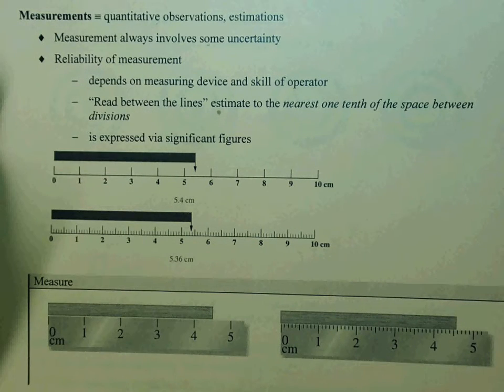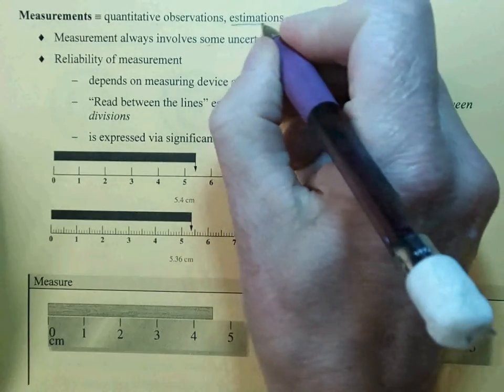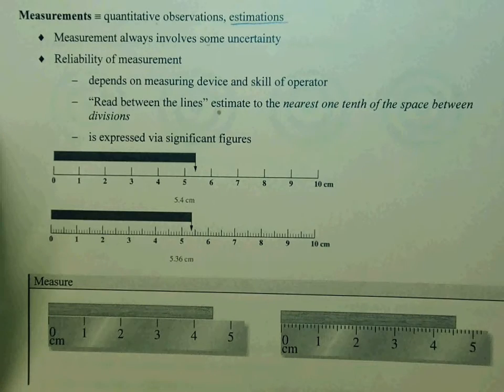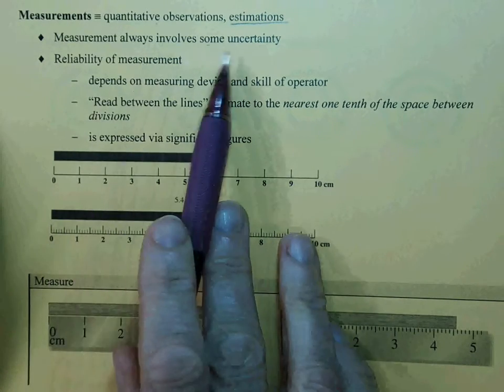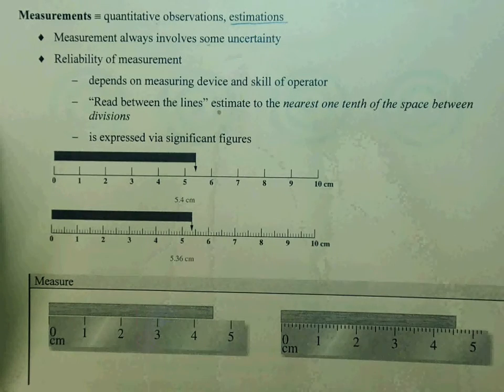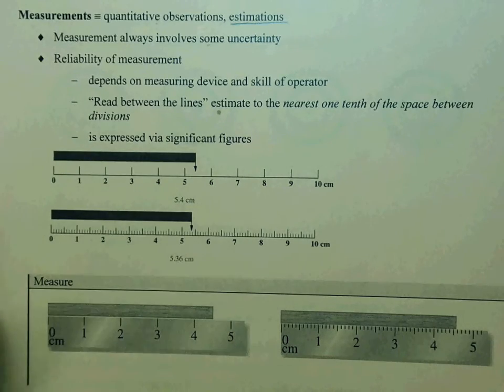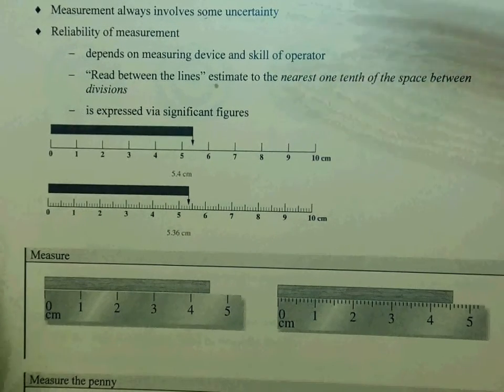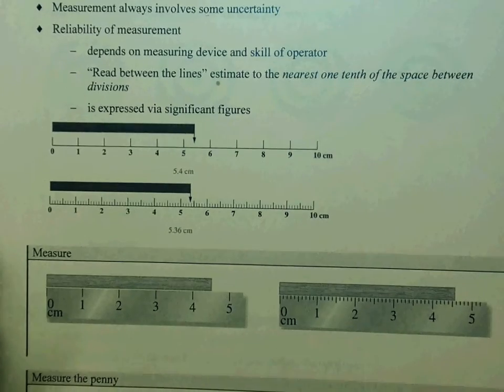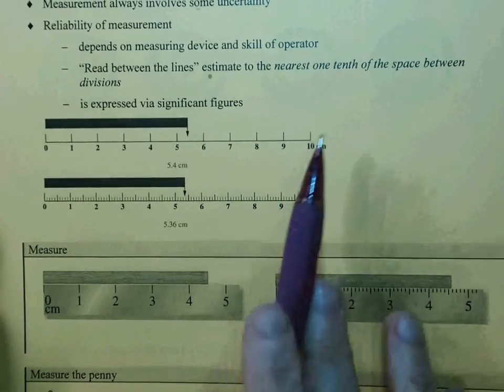In much of chemistry, we're dealing with measured numbers, which are quantitative observations or estimations of the value of a property of matter. It always involves some level of uncertainty, and this needs to be appreciated as we use these measured numbers in calculations. The reliability of a measurement depends on the measuring device and the skill of the operator.